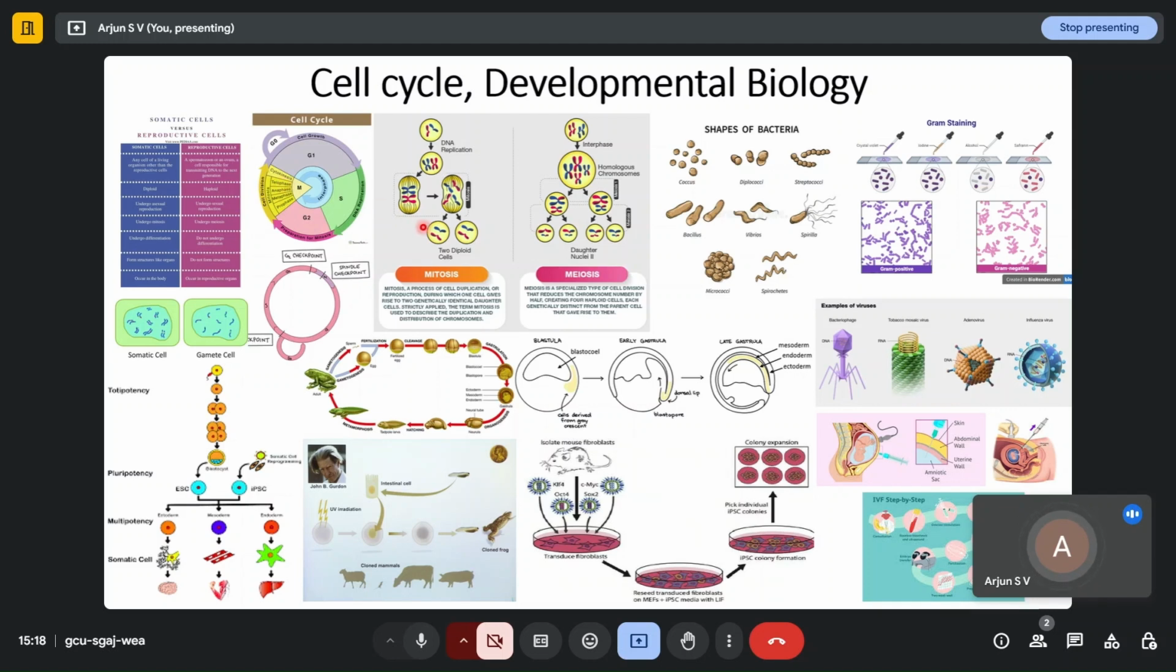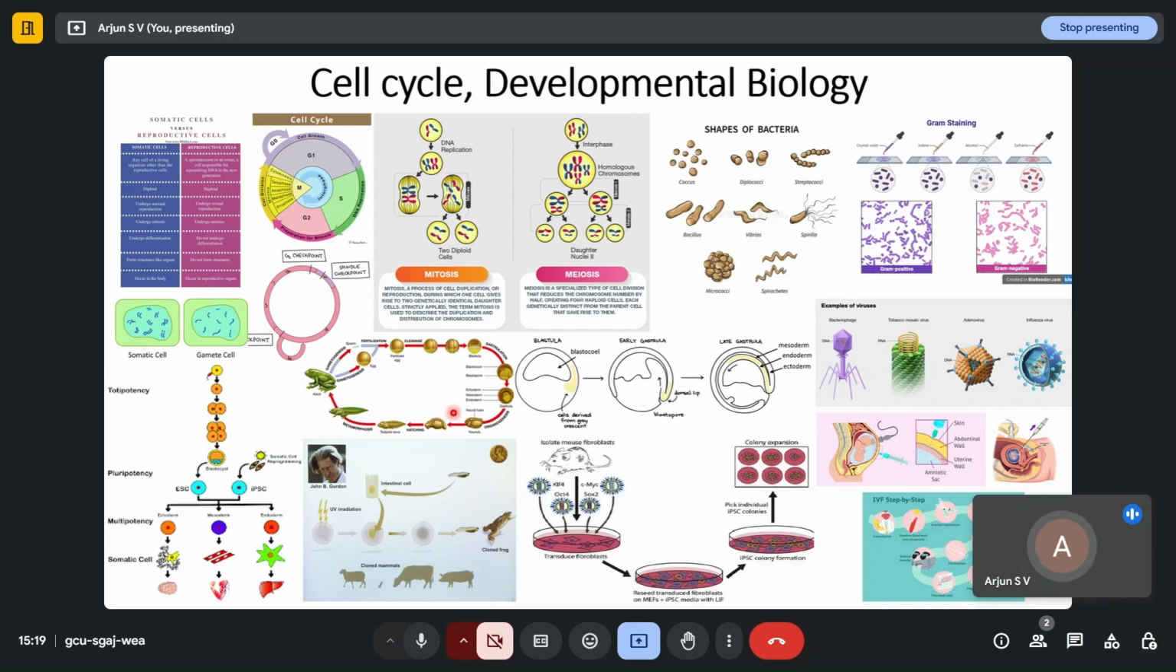And there are two types of cell divisions, mitosis and meiosis, where each type of cell divides itself according to whether it's a somatic cell or a reproductive cell. And after that, we also saw more about the developmental biology process, where we saw the fertilization of an egg and a sperm to form an embryo, and how it undergoes further processes such as cleavage, gastrulation, organogenesis, and metamorphosis to form the adult once again.